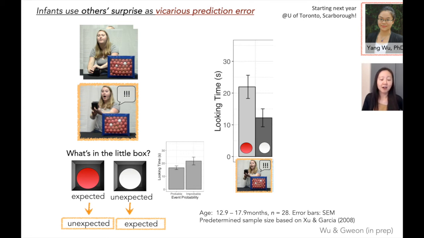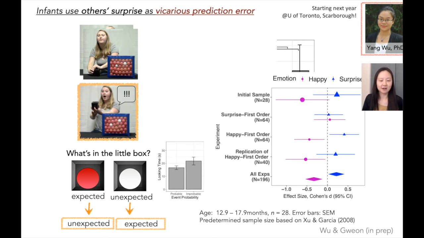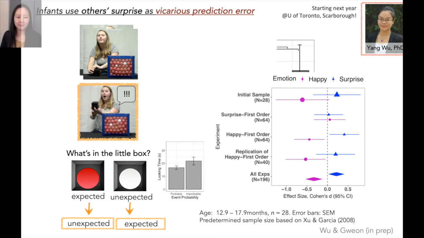So infants look longer at the expected outcome because they think it's unexpected given the surprise compared to the white ball. However, they revert to the original pattern when the person isn't surprised and she just looks smiling at the outcome here. So in this case, they look longer at the originally unexpected outcome. And what we have done is to try to replicate this finding across a number of experiments.